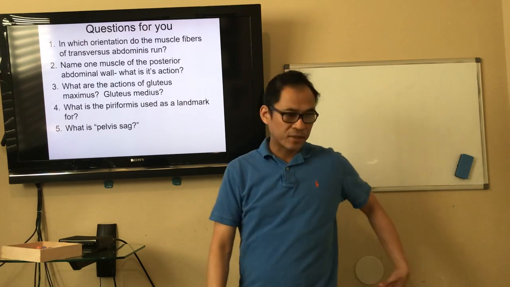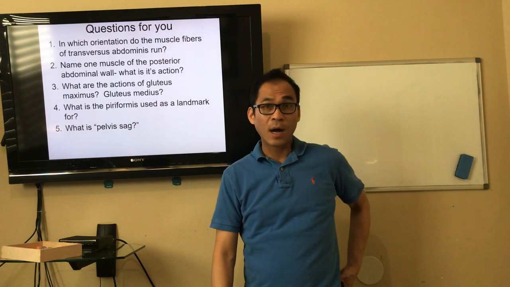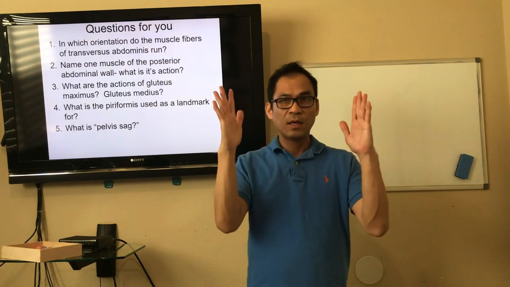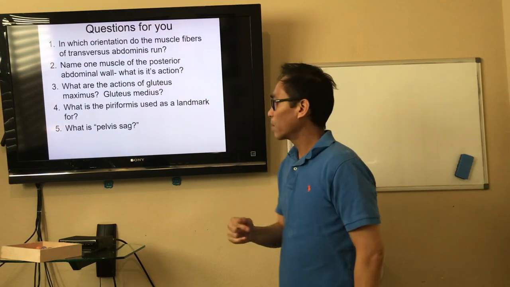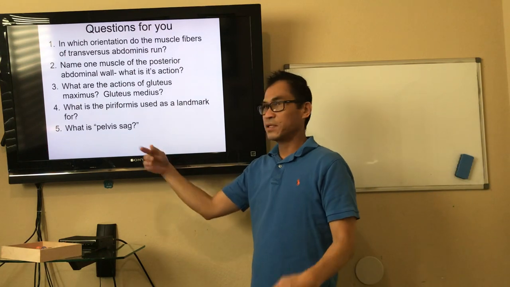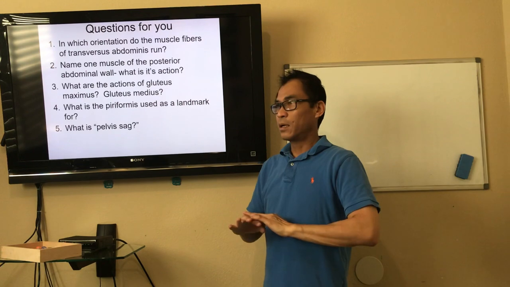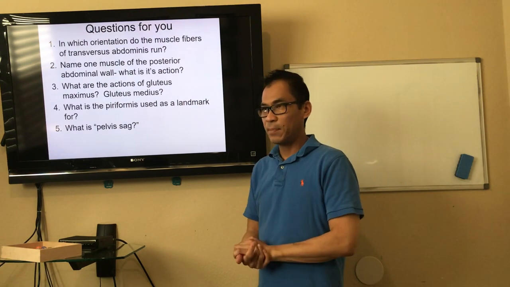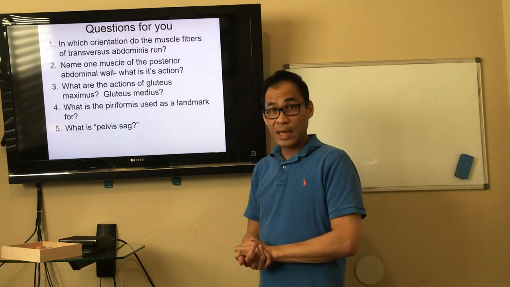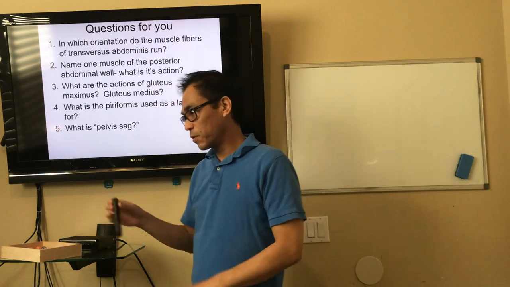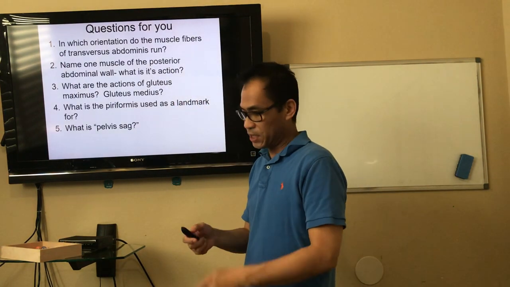If it's weak, say for example, on the left side while walking during the swing phase, the pelvis would tilt down this way. So pelvis sag is the pelvis sagging like in Trendelenburg's gait because the small gluteal muscles cannot keep the pelvis stabilized. We're going to move on to more muscles of the gluteal region.